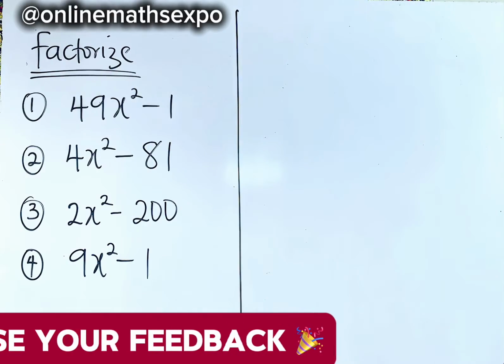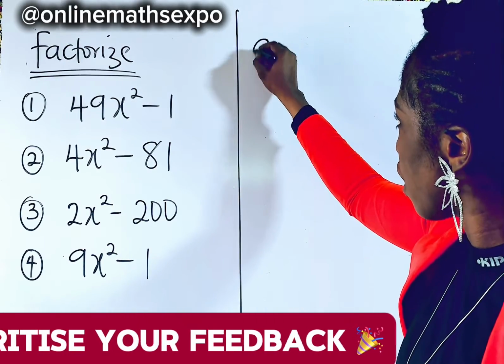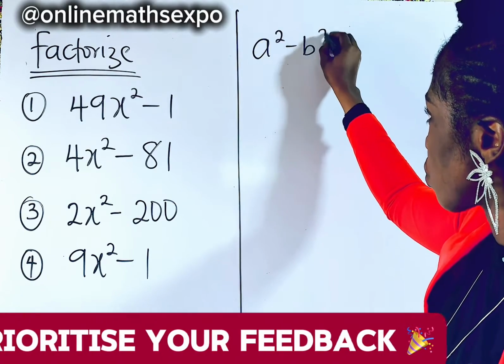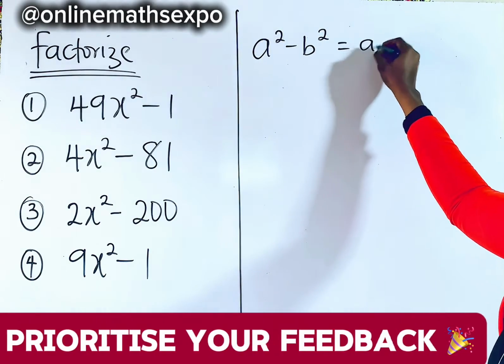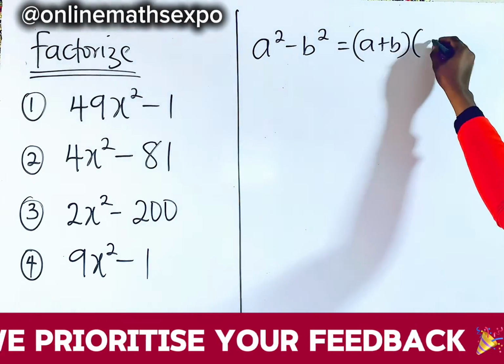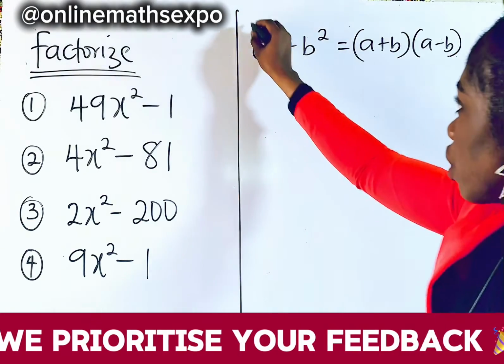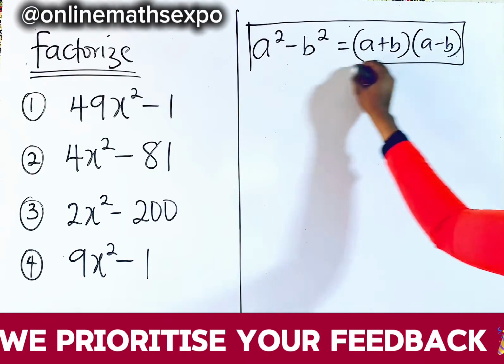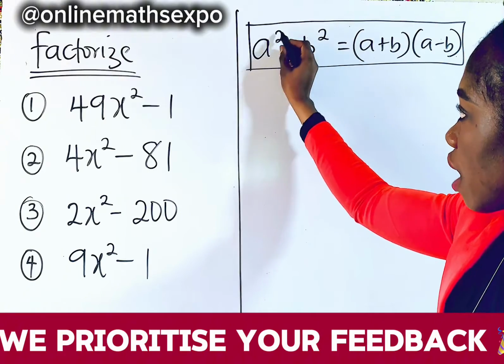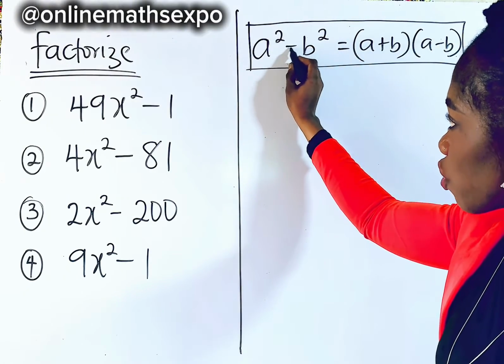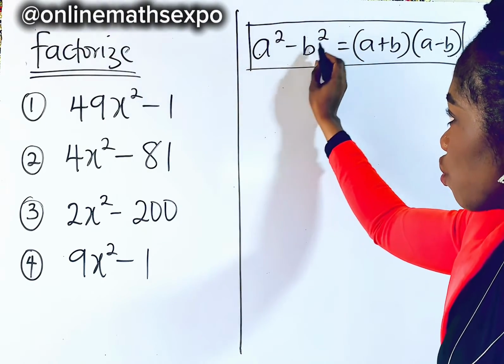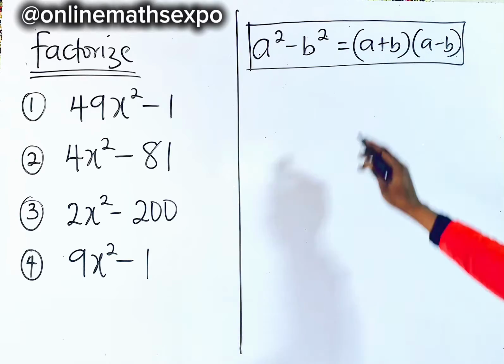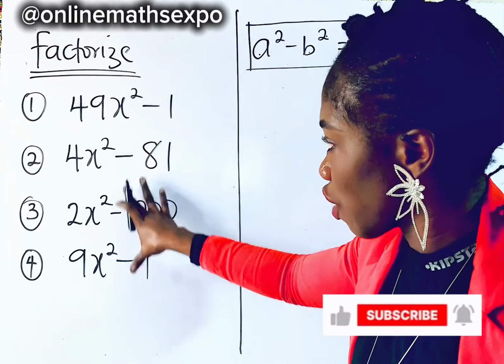Remember in our last teaching, we said that for every a squared minus b squared, it is always equal to a plus b into a minus b. We call it difference of two squares. You see, these two are squared and there is subtraction. So difference of two squares, and this is what you use. So let's see how to use it on this question.